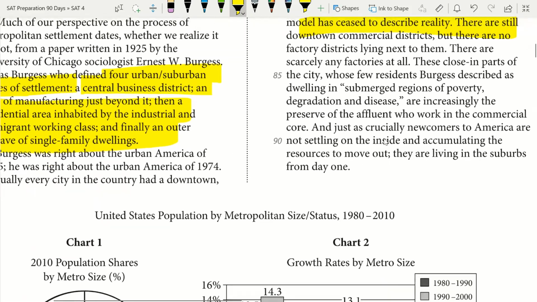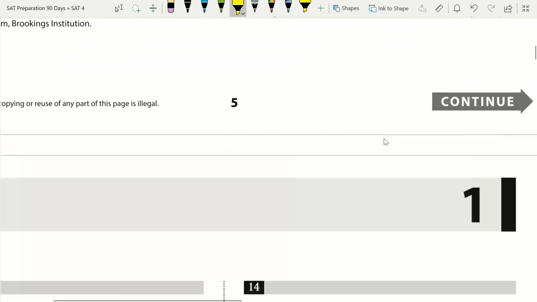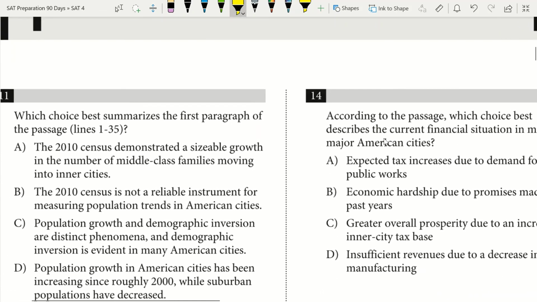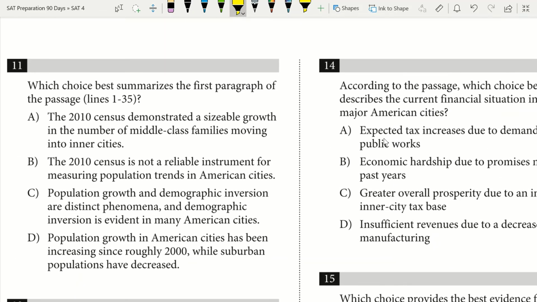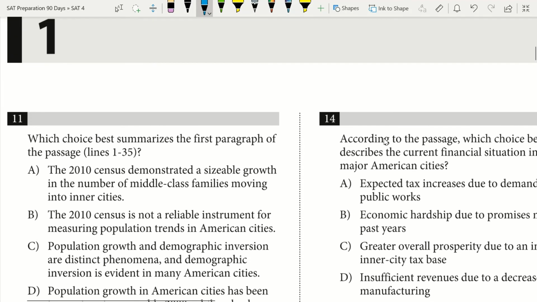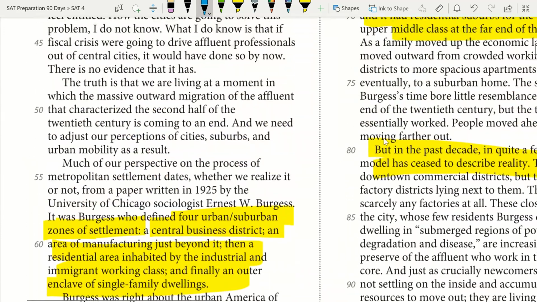All right, and then we've got a chart, and then a second chart as well. Now we can go ahead and get into our questions. So we have: which choice best summarizes the first paragraph of the passage? Well, we know that our first paragraph is really talking all about population growth and demographic inversion, but they make a specific claim about that.